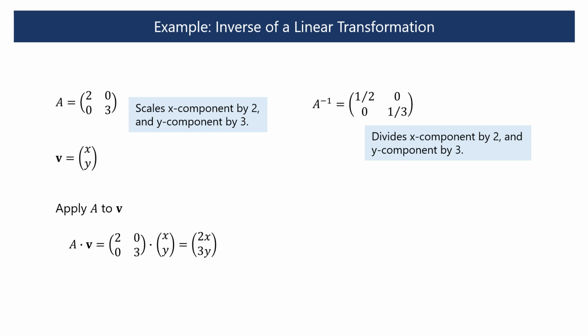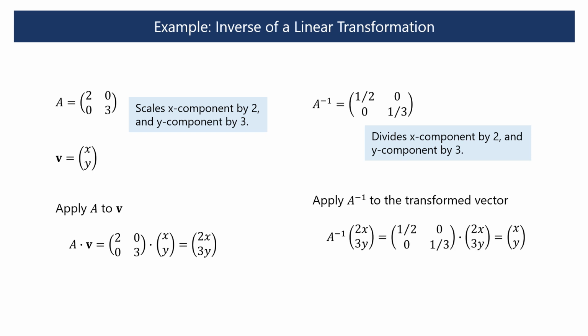The inverse matrix of A will undo the effect of the scaling transformation by dividing the x component by 2 and the y component by 3. Let's apply A inverse to the transformed vector. The result is the original vector V. The inverse matrix reverses the effect of the original transformation.